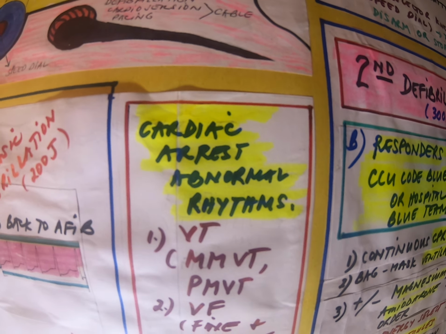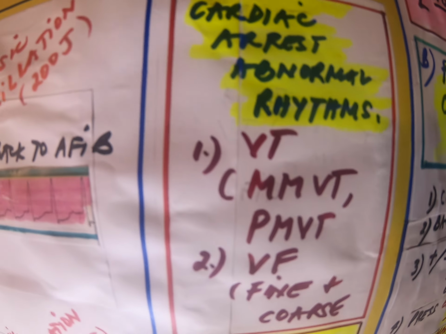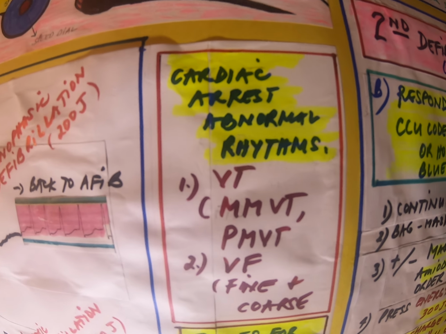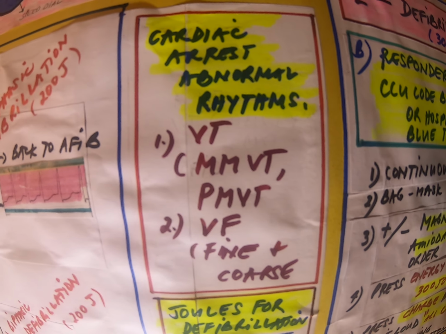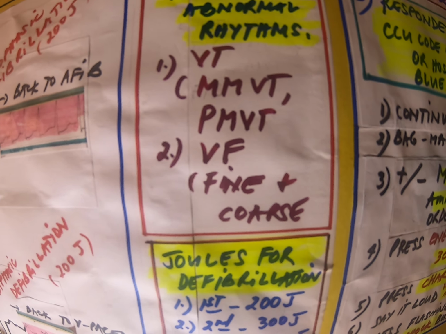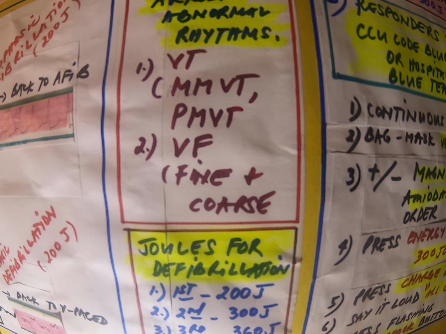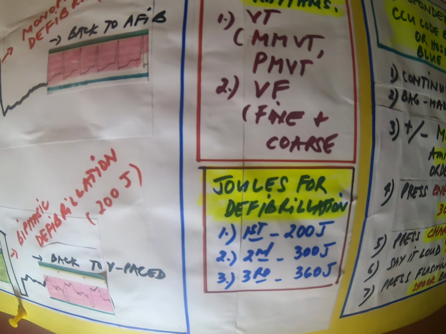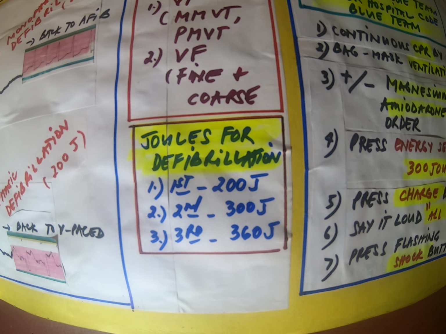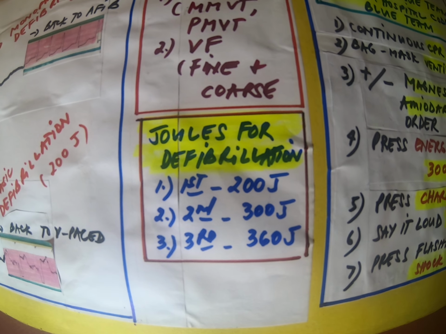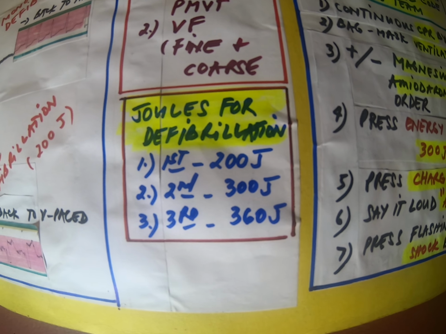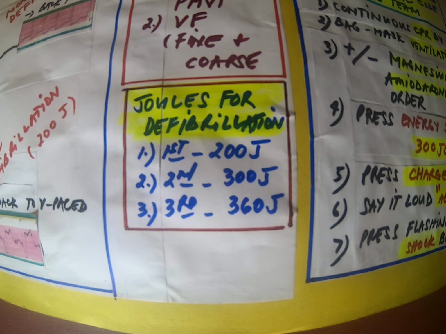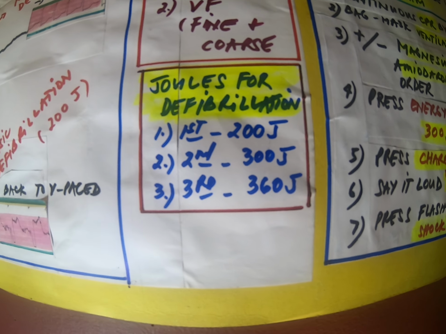Number one, we have ventricular tachycardia that could either be monomorphic or polymorphic. We have also ventricular fibrillation that could be fine or coarse. The first defibrillation requires 200 joules. The second defibrillation requires 300 joules. And the third defibrillation requires 360 joules.